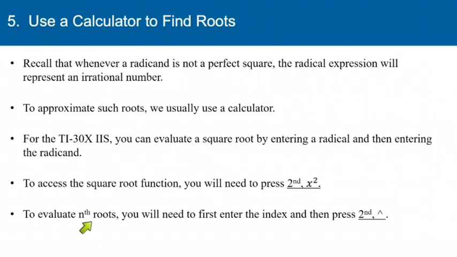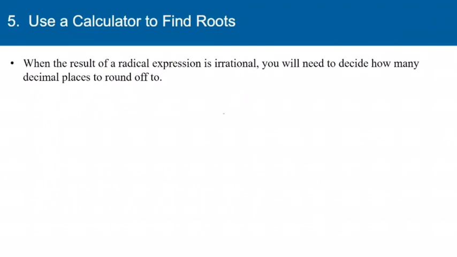To evaluate nth roots, so anything beyond a square root, you'll need to first enter the index and then press second caret to get your radical. So if you wanted the third root, you'd put in 3 and then this second caret symbol, and that would give you the third root radical. Now, like I said, this is an approximation.